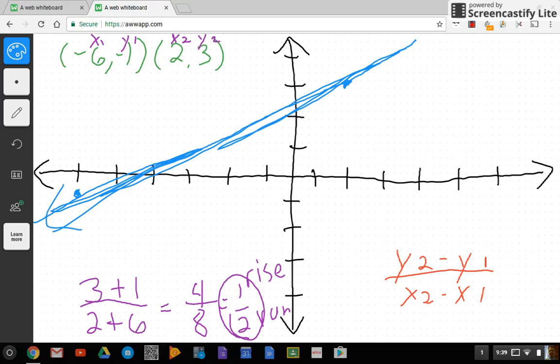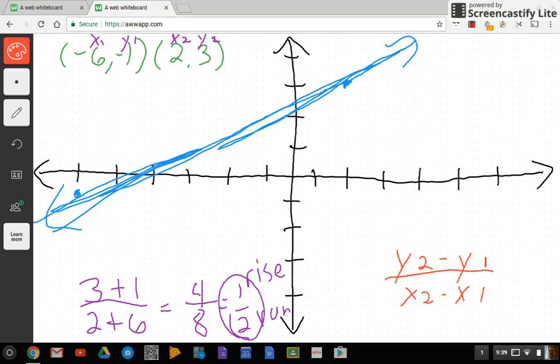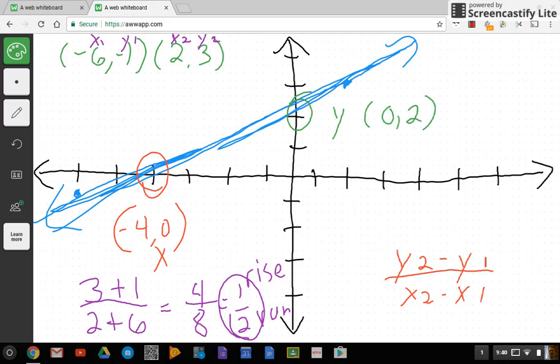Okay, so I'm looking for my x-intercept. Where does this thing cross the x-axis? It crosses right there, at -4 and 0. So there's the x-intercept. If I'm looking for the y-intercept, that's where it's going to cross the y-axis. It's crossing it right there. So the y-intercept is going to be 0 and positive 2. So there's my x and y-intercept.